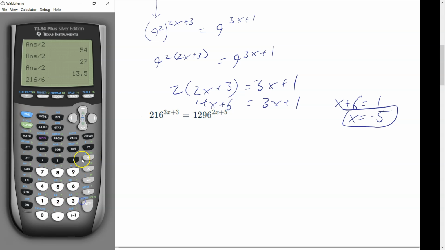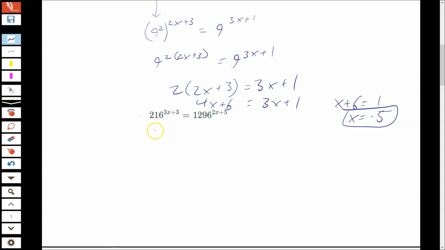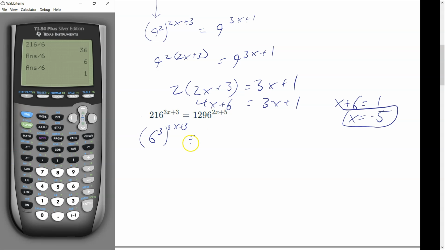We'll try 6. So I get 36. And then I divide again, I get 6. And then I divide again, and I get 1. So what I can do, right, if a number is a base of my base, I can divide by that number over and over all the way down to 1, right? I did that 3 times, so that tells me that 216 is really 6 to the third. Replace that. Okay. So again, I'm doing a little bit of guessing and checking.